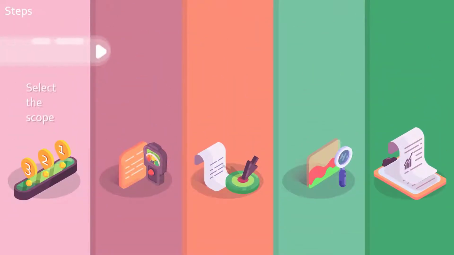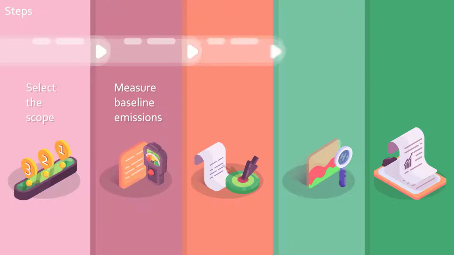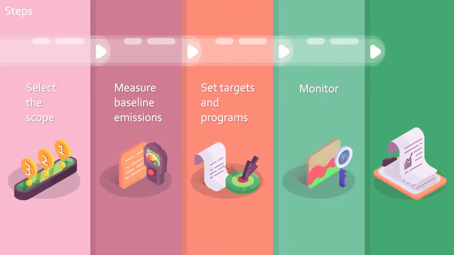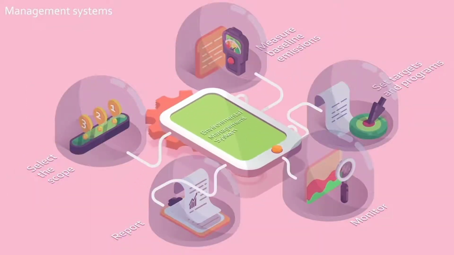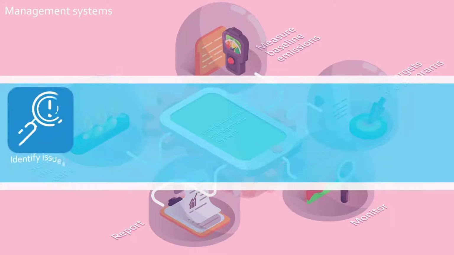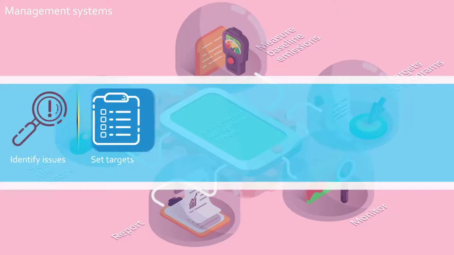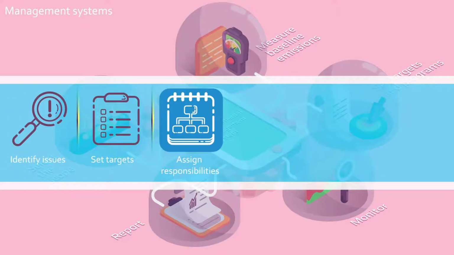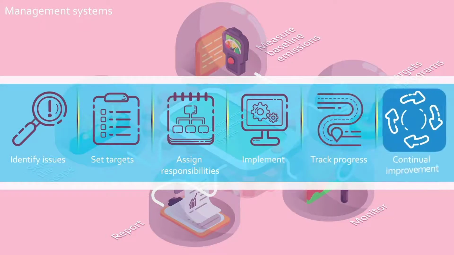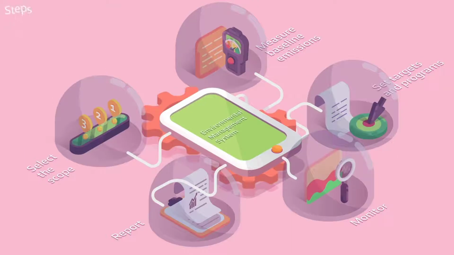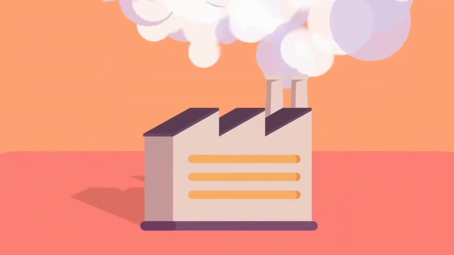Select the scope, measure baseline emissions, set targets and programs, monitor, and report. These steps should be integrated into your management system. It helps you identify issues, set targets, assign responsibilities, carry out your plans, and track and review progress for continual improvement. To begin, you'll need to know how much you're emitting.